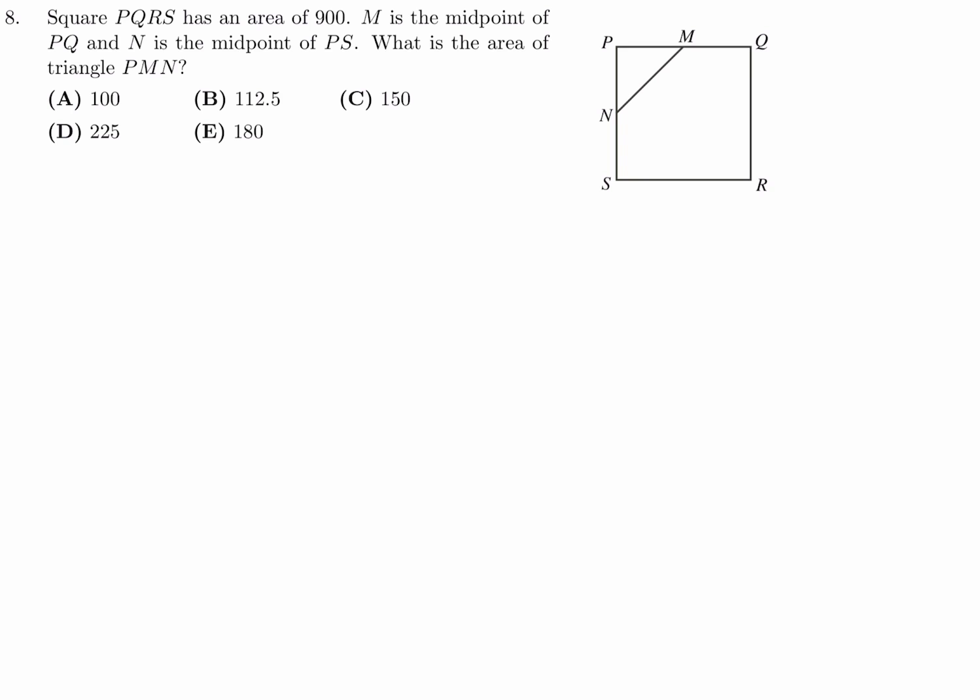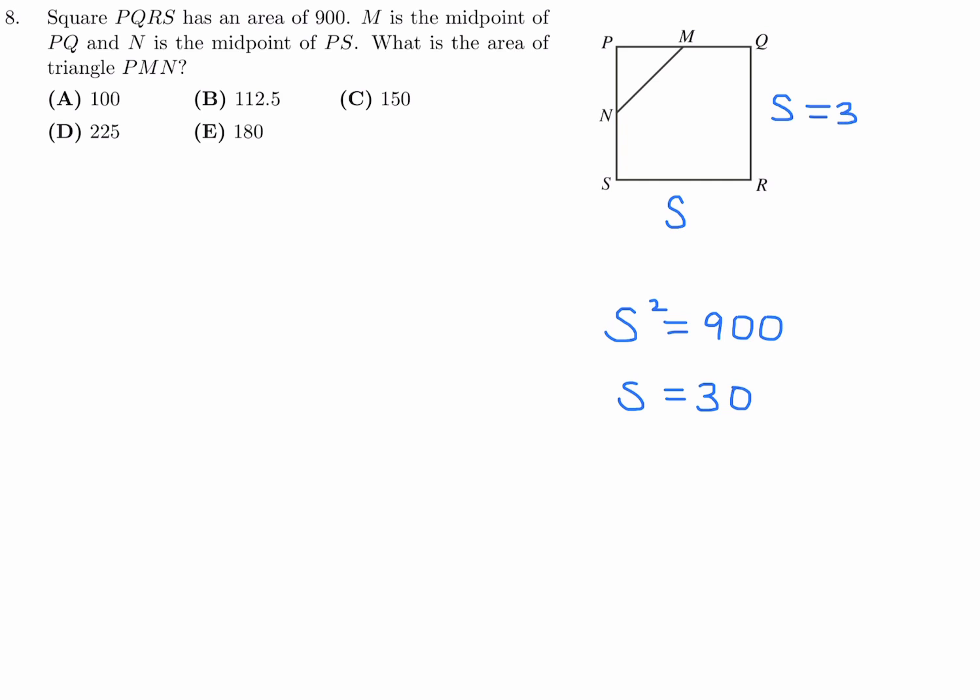Square PQRS has an area of 900. M is the midpoint of PQ, N is the midpoint of PS. What is the area of triangle PMN? Well, if the length of the square is S, then we know that S squared is 900. So S is equal to 30.